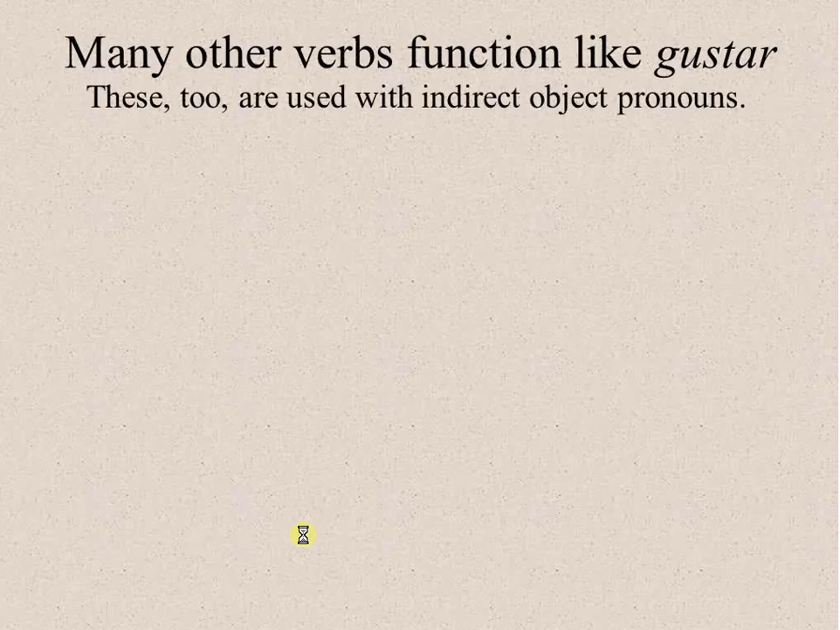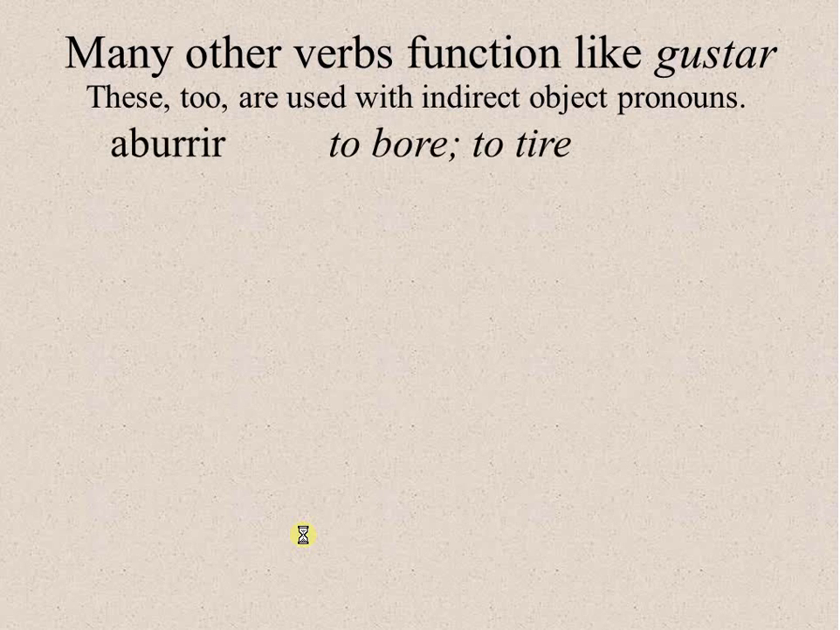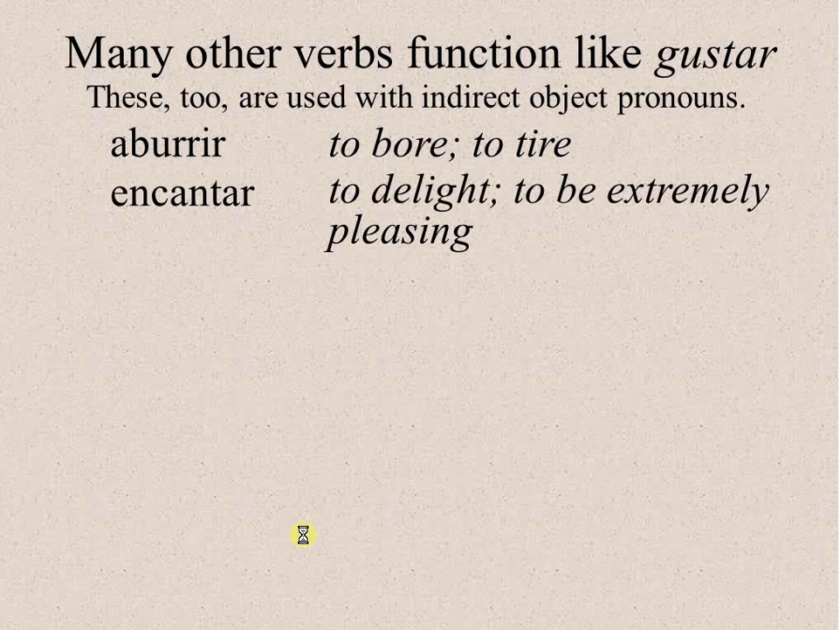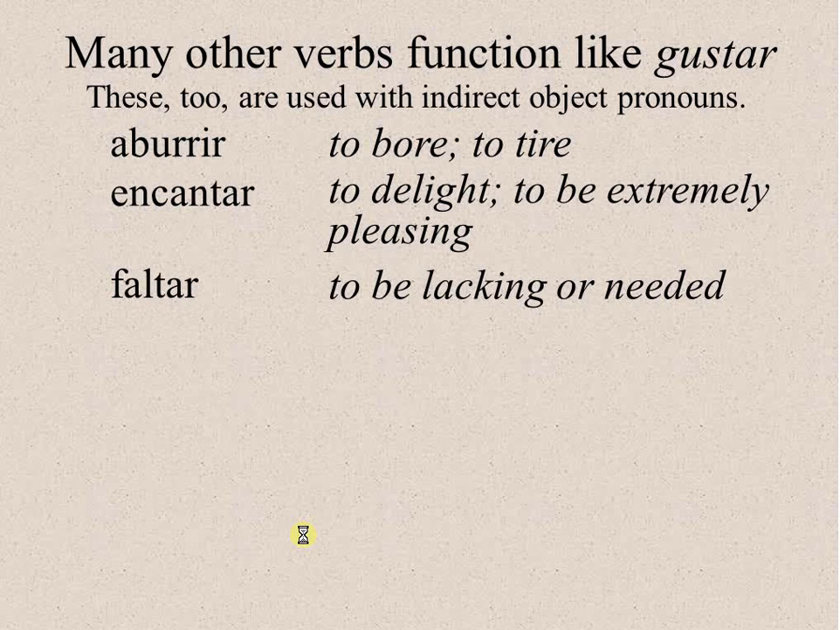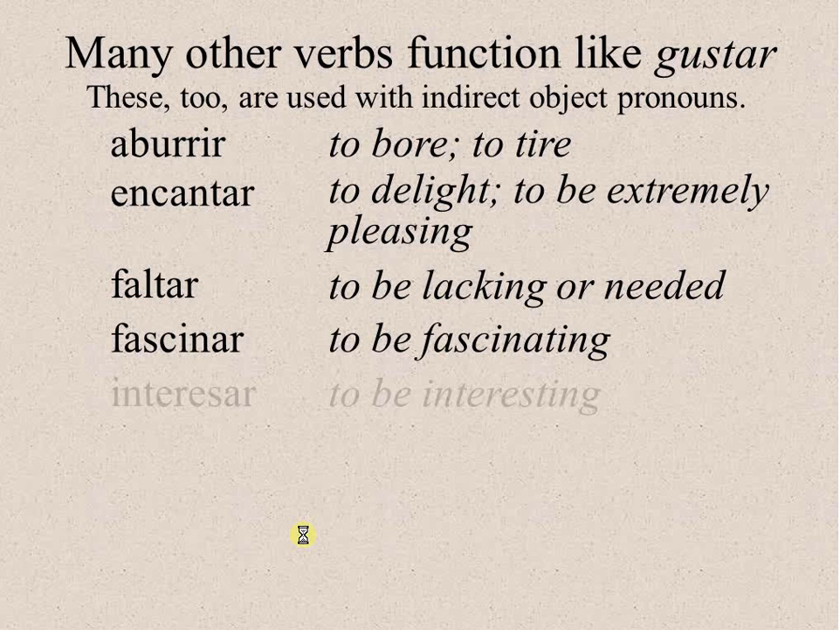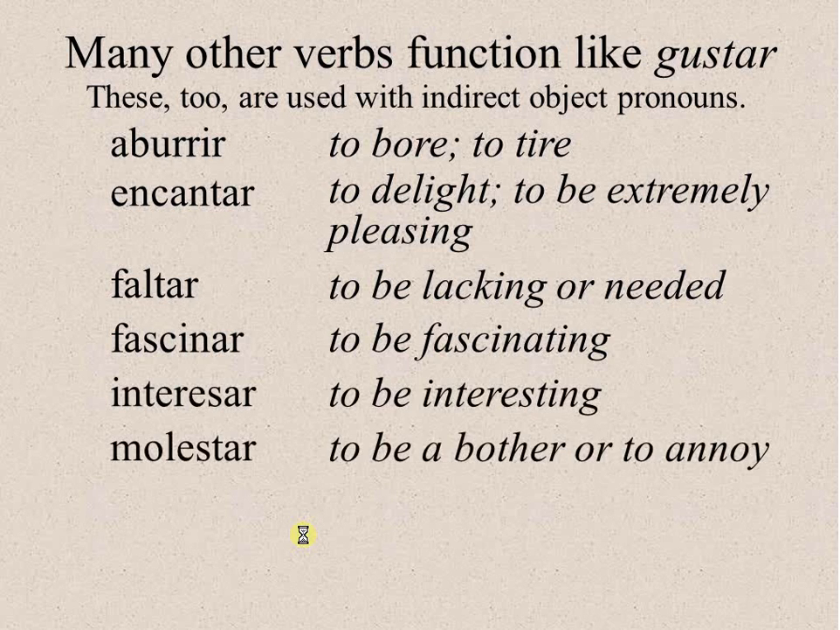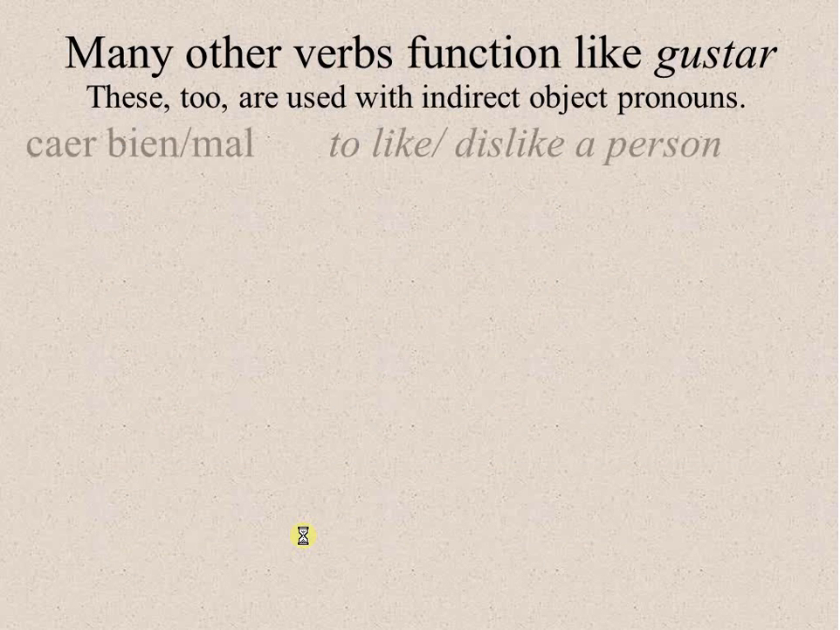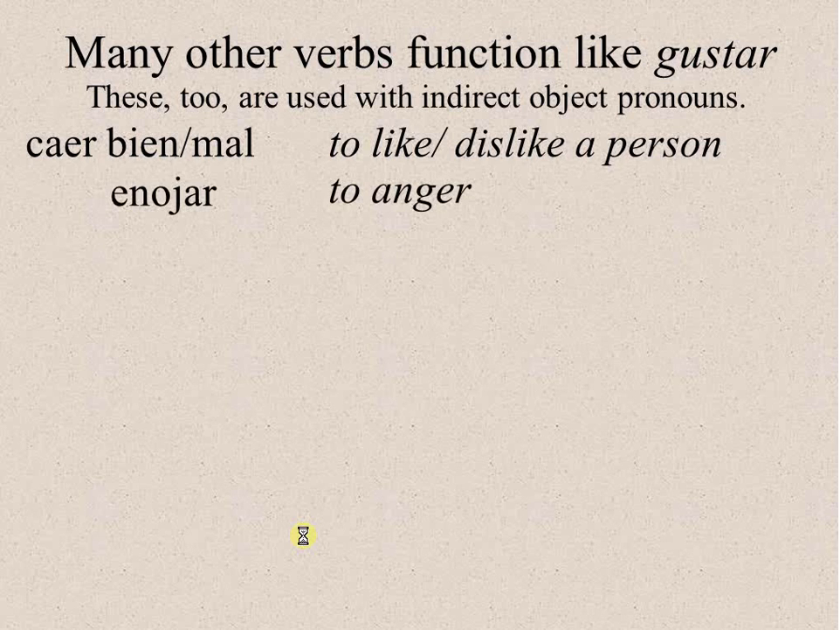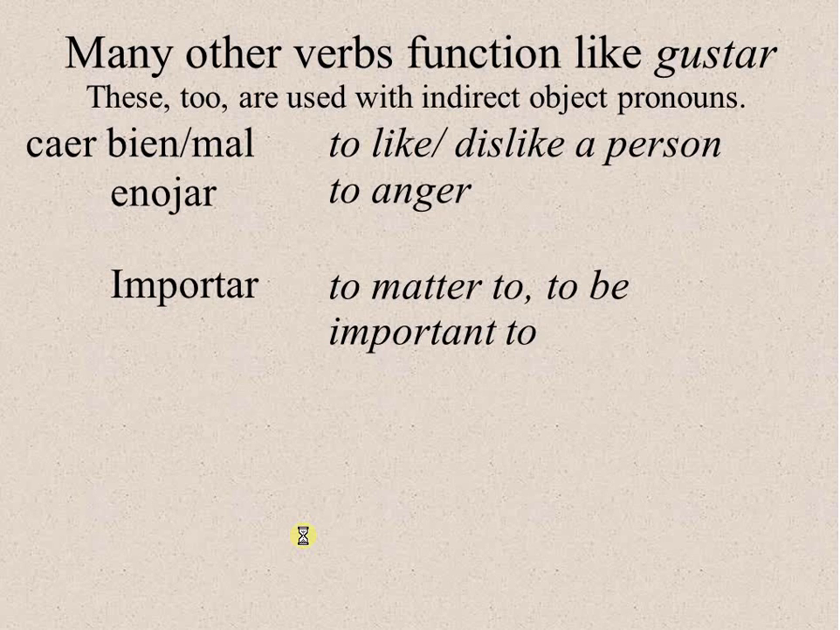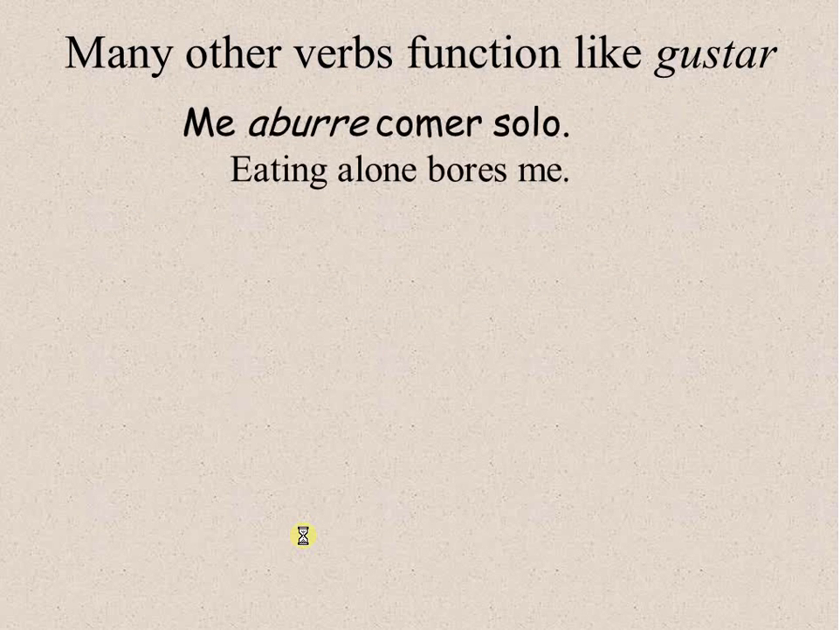Now, many other verbs function like gustar. These two are used with indirect object pronouns. Aburrir, encantar, faltar, fascinar, interesar, molestar, parecer, quedar, caer bien o caer mal, enojar, importar. Some examples. Me aburre comer solo.